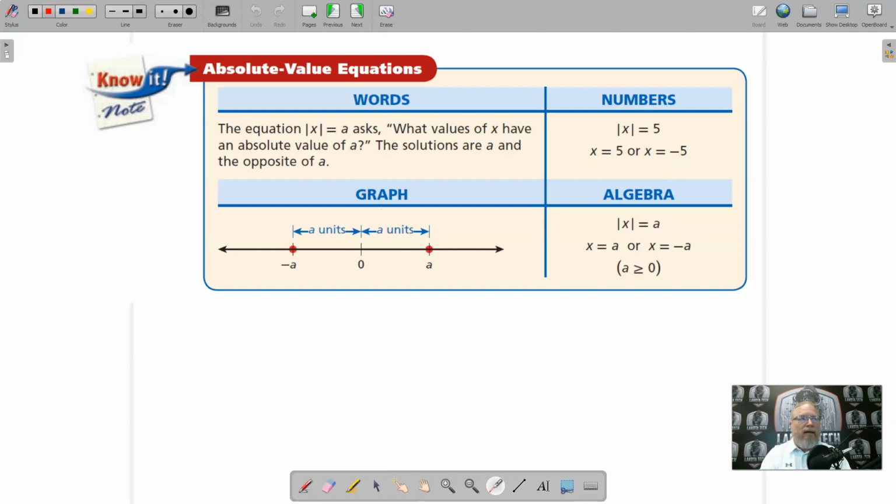We could also represent it on a graph. We could say that a number of units to the left of 0 would be -a, and a number of units to the right of 0 would be a positive value of a. In algebra, we would say that the absolute value of x equals a, or x equals a, or x equals the opposite of a, or -a.